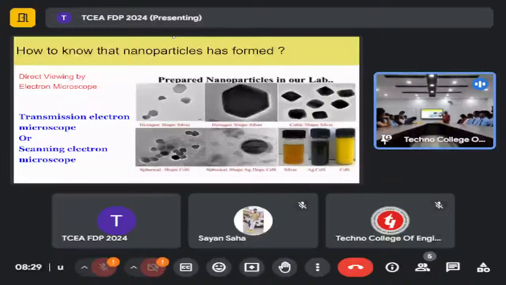So if we see the nanoparticles through an electron microscope, we may have a beautiful picture like this. I have prepared cubical nanoparticles, hexagonal nanoparticles. These are some images, transmission electron microscopic images, of the prepared nanoparticles.